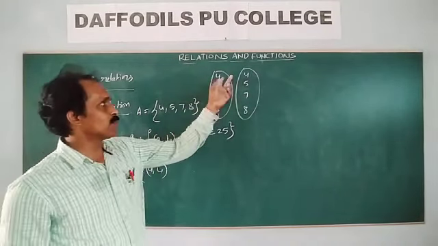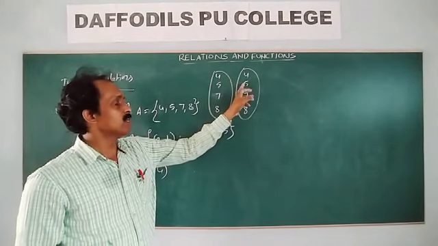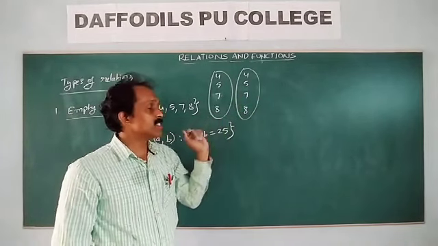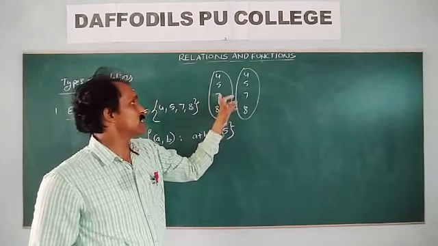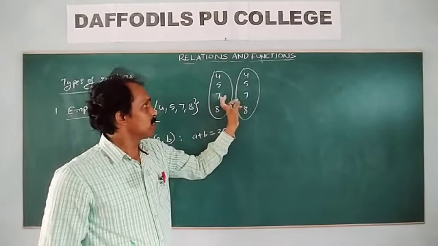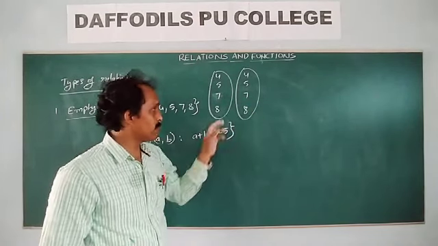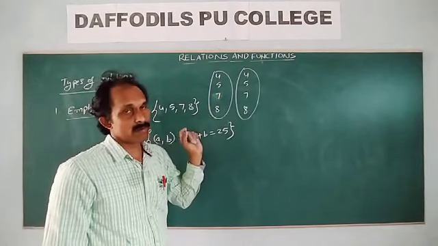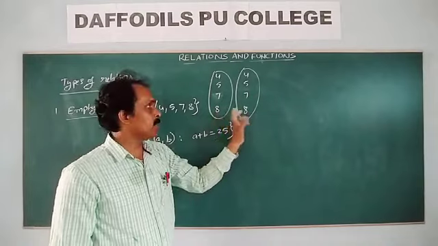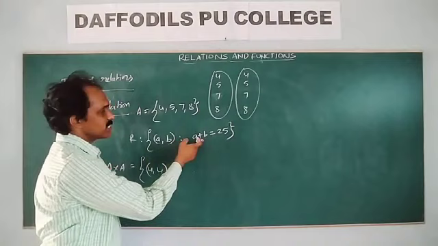So the relation a plus b equal to 25 is not satisfied with 4. Okay, we'll check with 5. 5 plus 4 is 9, 5 plus 5 is 10, 5 plus 7 is 12, 5 plus 8 is 13. So not equal to 25. Alright. 7 plus 4 is 11, 7 plus 5 is 12, 7 plus 7 is 14, 7 plus 8 is 15. Not equal to 25. With 8: 8 plus 4 is 12, 8 plus 5 is 13, 8 plus 7 is 15, 8 plus 8 is 16.